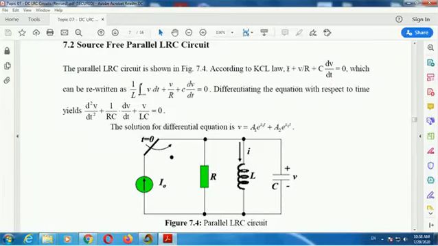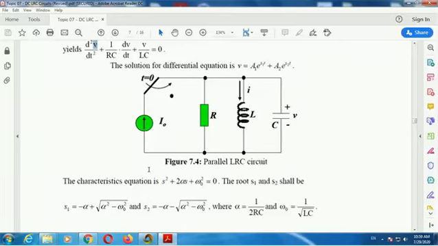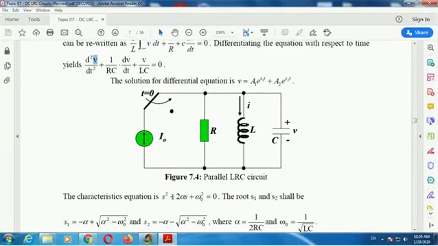The inductor current is this one. Then V over R, and this C over R. Then you get an integral and a differentiation, so to eliminate this we differentiate one more time. We get this in terms of V, a second order differential equation. The solution is V equals A1 e^(s1 t) plus A2 e^(s2 t), where S1 and S2 are the roots. So the characteristic equation is s squared plus 2 alpha s plus omega naught squared equals 0.